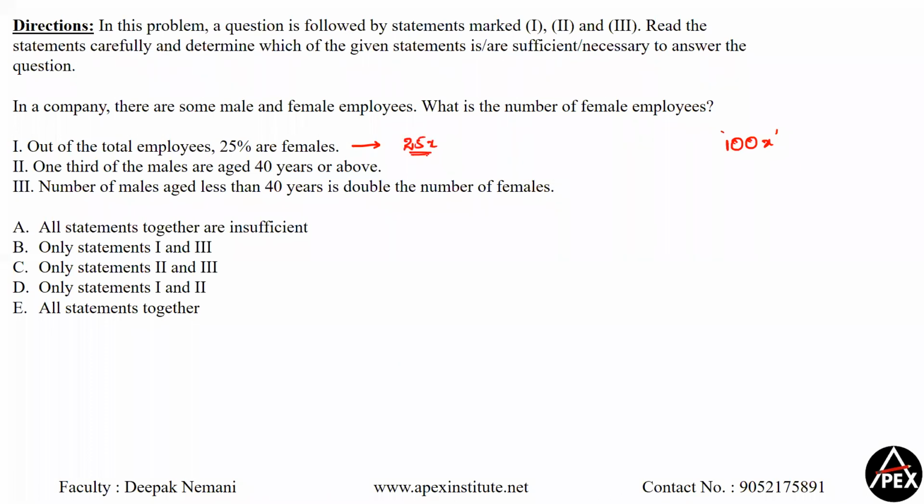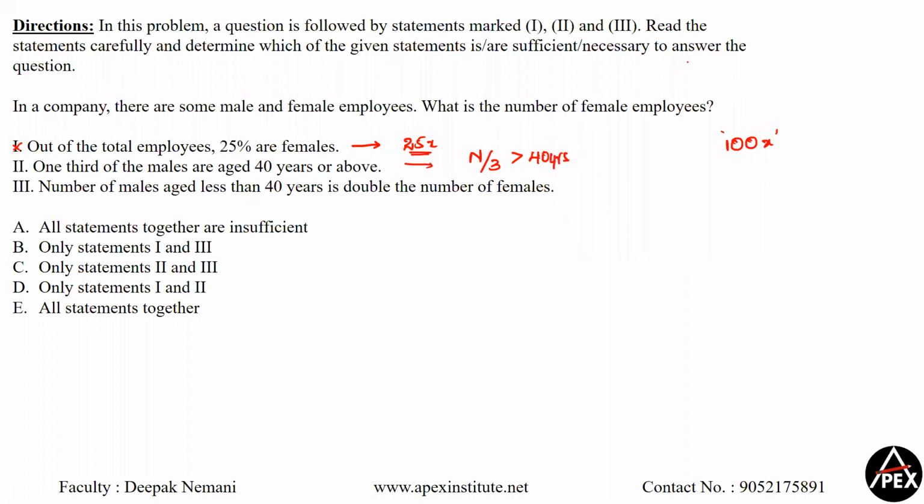Can I answer this question? No, to answer this question, we need the value of x, isn't it? So with statement 1 alone, I cannot answer. Now, one third of the males are aged 40 years and above. If I consider the number of males as n, then n by 3 are 40 years and above.